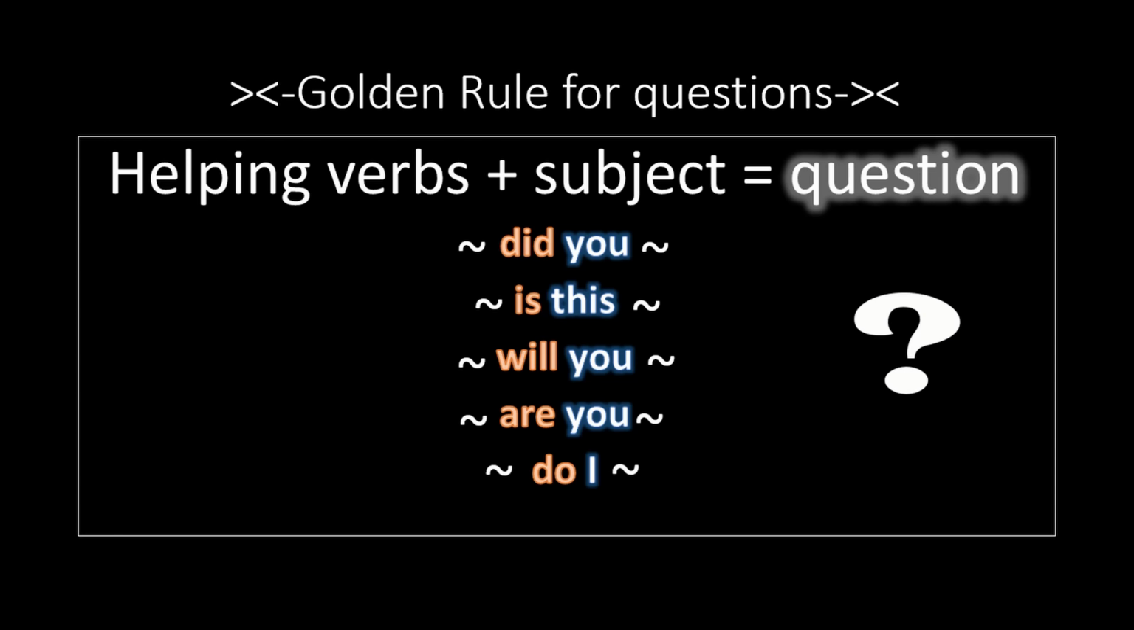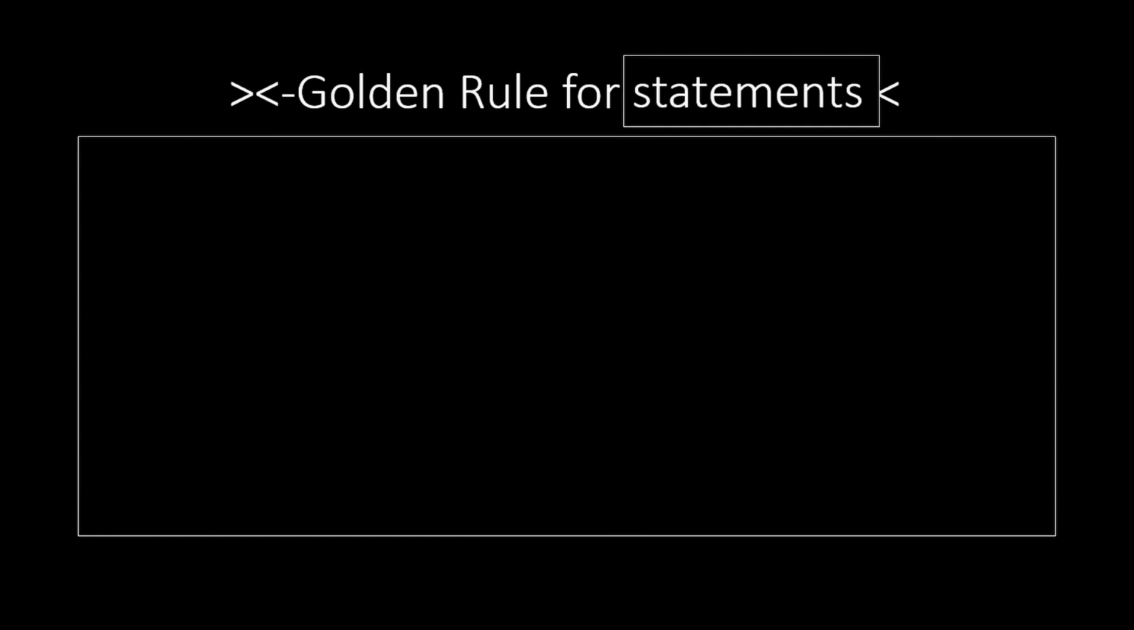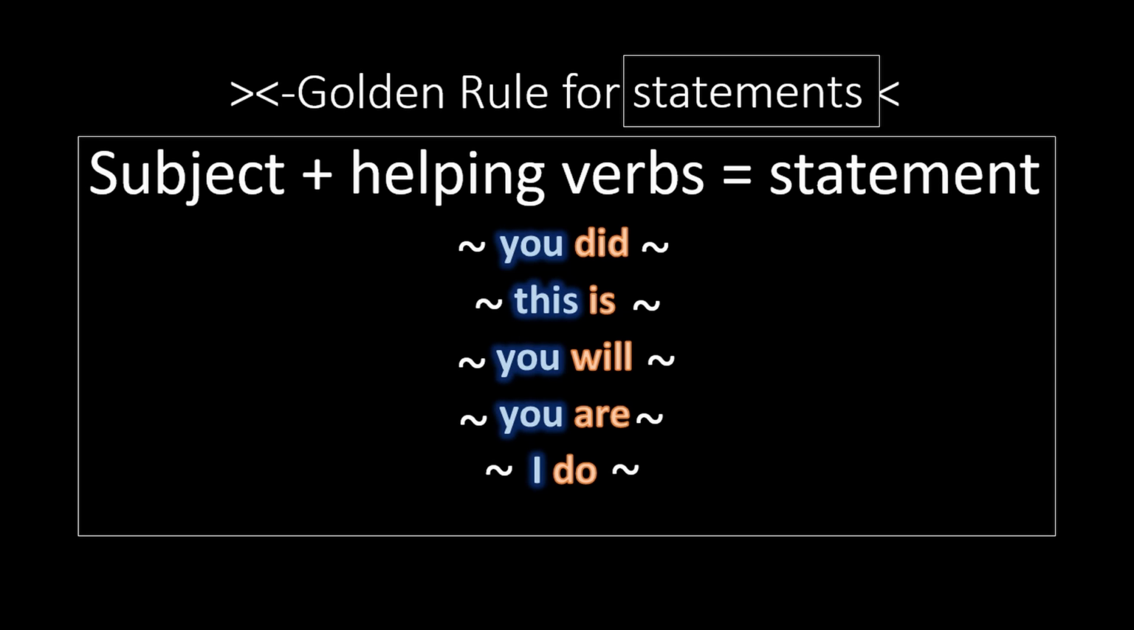Now, when we make statements, these rules change. When we make statements, it's the opposite. First, we have the subject, then the helping verbs, and that creates our statement. You did, this is, you will, you are, I do. So making a statement, you don't need any question words.